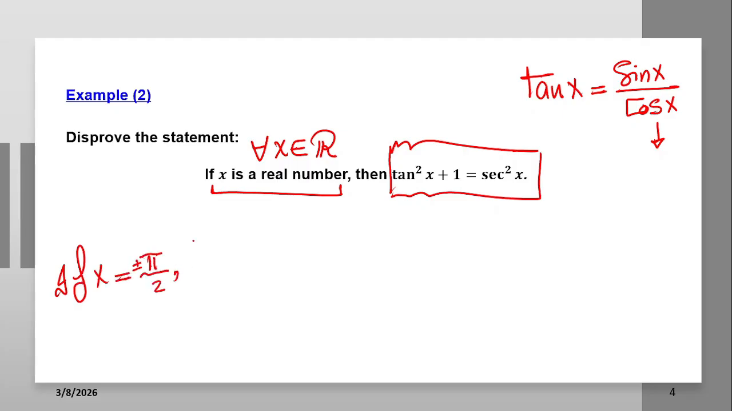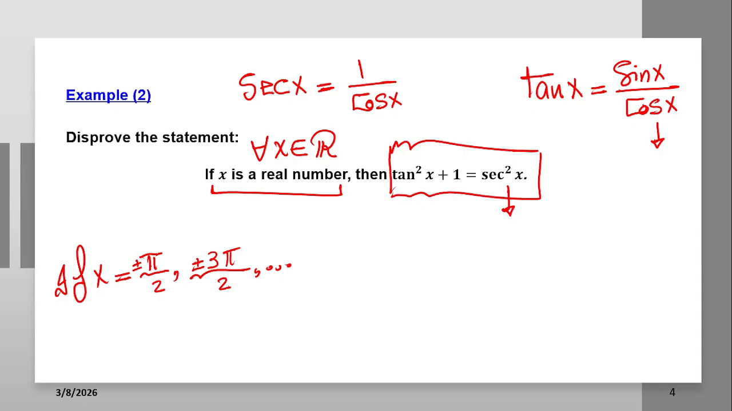If x equals plus or minus pi over 2, plus or minus 3 pi over 2, 5 pi over 2, 7 pi over 2, and so on. This means that since tan, and the same for sec, we already know that sec x is 1 divided by cosine x. And we know that tan and sec both are not defined at these values, plus or minus pi over 2, plus or minus 3 pi over 2, and so on.